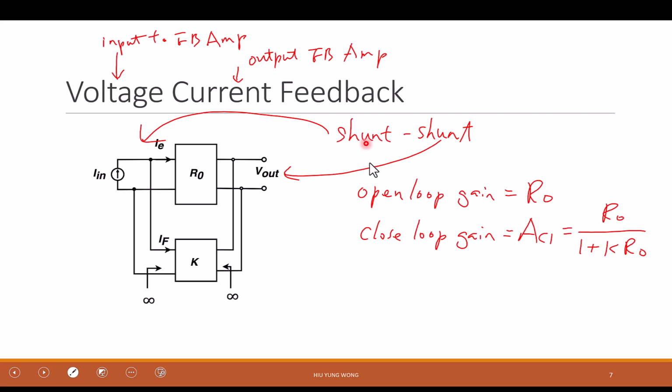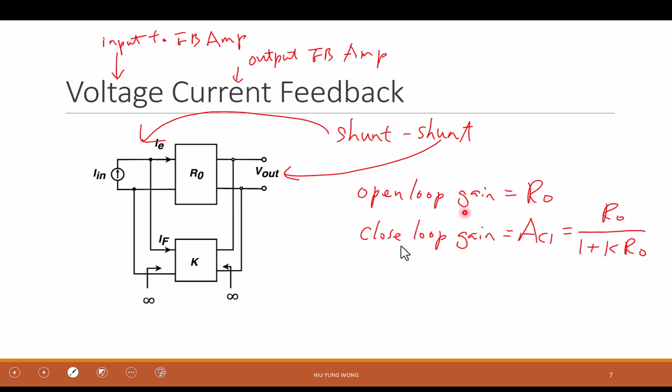So remember when I talk about shunt or series, we look at the whole circuit topology. And earlier we said this is also called voltage current feedback because we only look at the input and output of this feedback amplifier. Is that okay? Then if we agree with this, the rest will be easy. We just reuse what we derived earlier, because when we derived the equation, we did not distinguish whether it is voltage or current. Even if it is charge, it is okay.